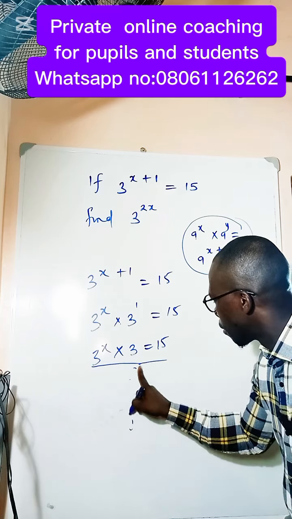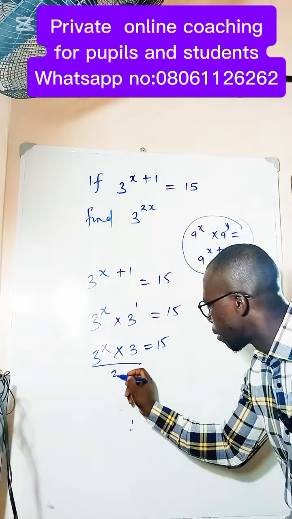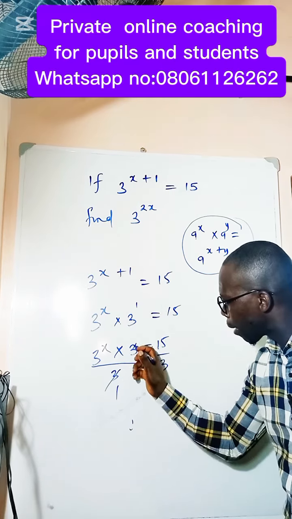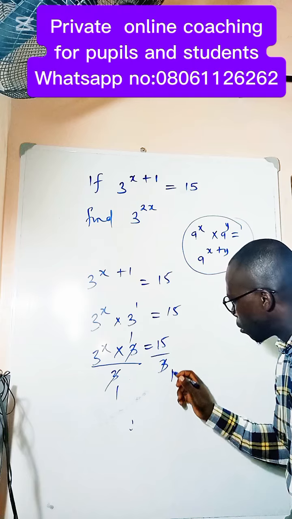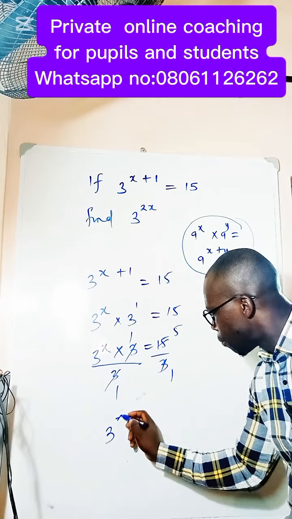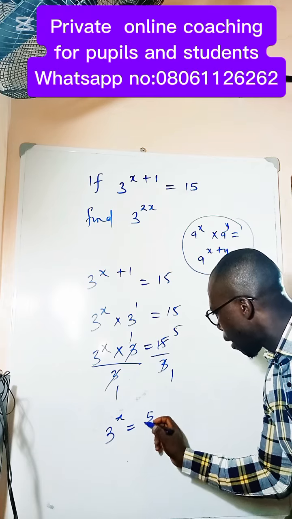Alright, here by 3 and here by 3. Both sides by 3. So 3 cancels 3, that's 1. 3 cancels 3 is 1. 15 divided by 3 is 5. So 3 to the power of x is equal to 5.